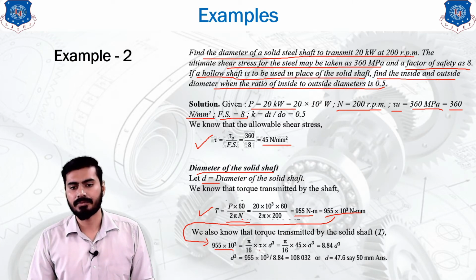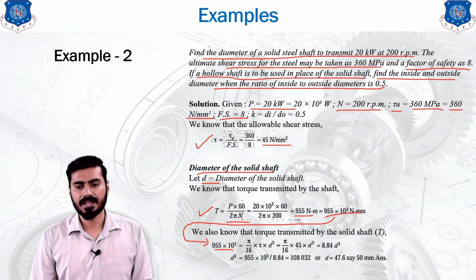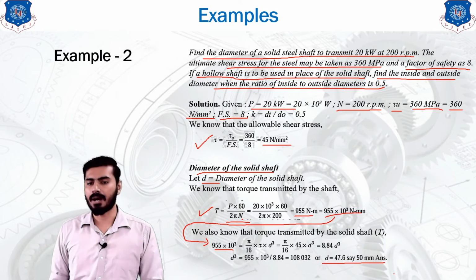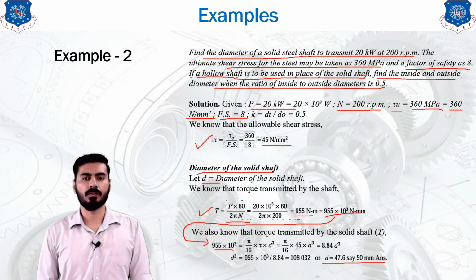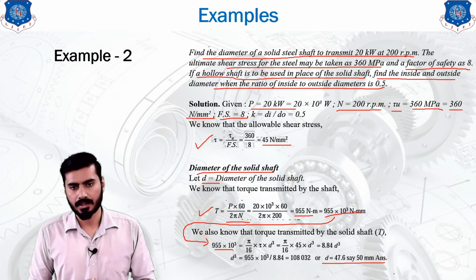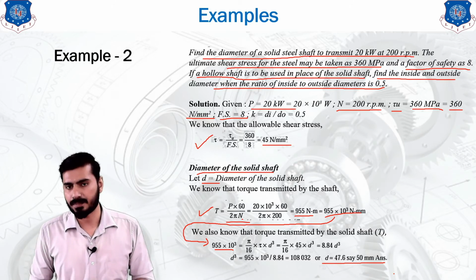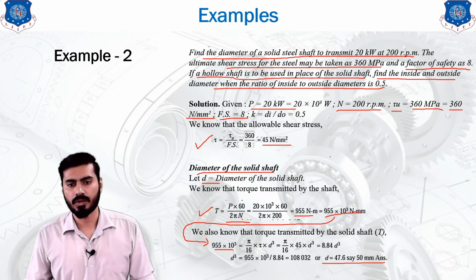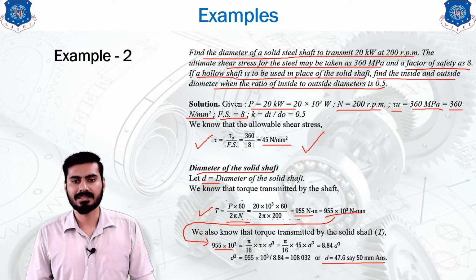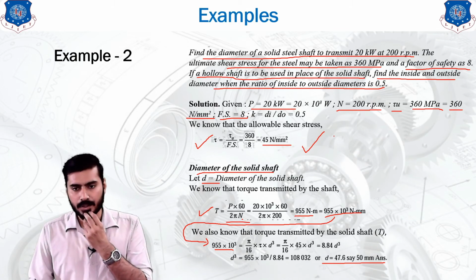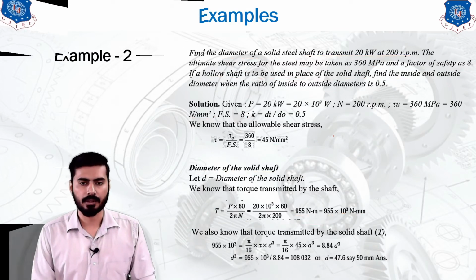then you will get the final equation like this, and from this you will be able to calculate the diameter of the shaft. Again, up to this the example was somewhat similar to the previous example, so there was no need to explain each and every step, and that's why we have gone through it very quickly. But the only thing that was required to be taken care of is the allowable shear stress that is required to be calculated from the factor of safety.